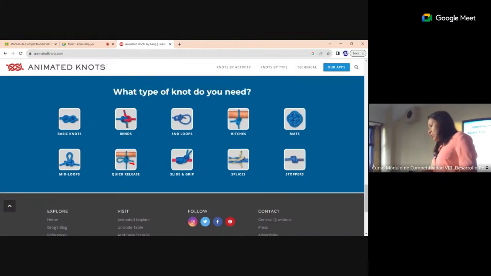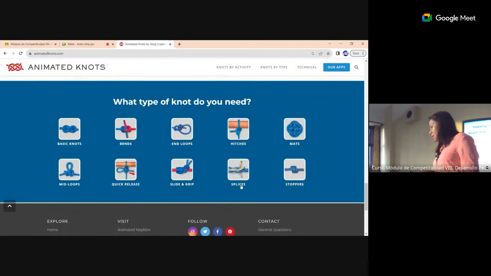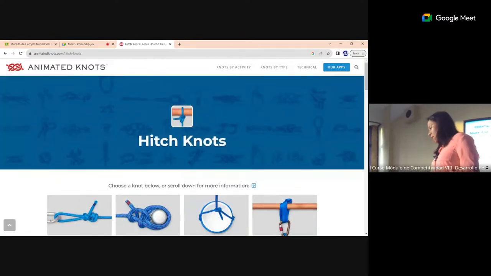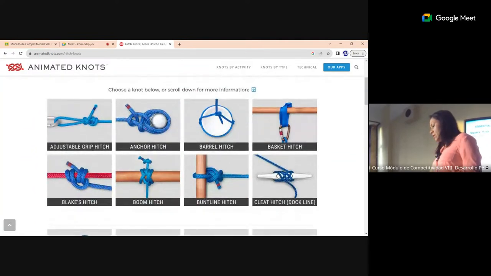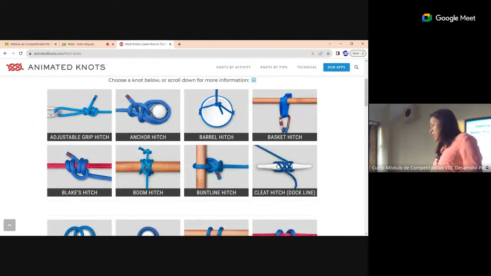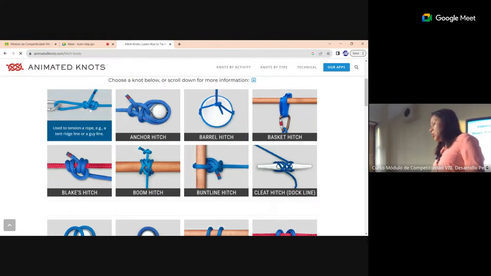And here, what you have to do is only click on it. Let's choose, for example, hitches. I'm going to choose this. And in here, you're going to find all the types of knots, as many times as you want, right here. And then you just have to click, for example, let's choose this one, adjustable grip hitch.